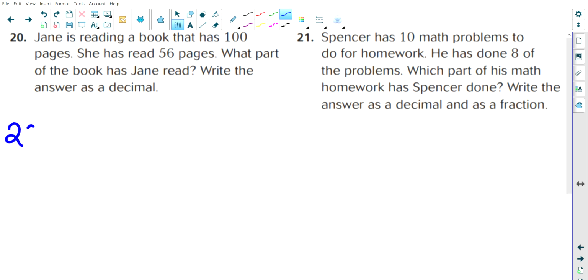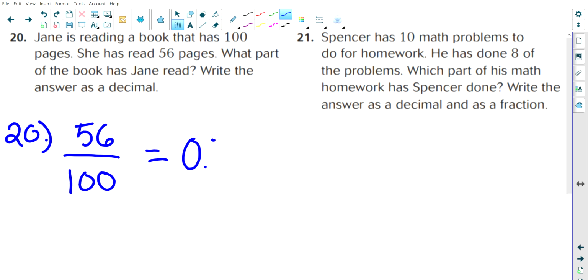All right, so for number 20, I know that Jane is reading a book that has 100 pages total. She has read part of it, which is 56 pages. Does that sound like a fraction to you? It does to me. It sounds like 56 parts out of 100 total parts, or 56 pages out of 100 total pages, which would be 56 hundredths. To write that as a decimal, because this is in a base 10, I can just go ahead and write it as a decimal, 0.56. I read this as 0 and 56 hundredths. The 6 is in the hundredths place. That's very, very important.